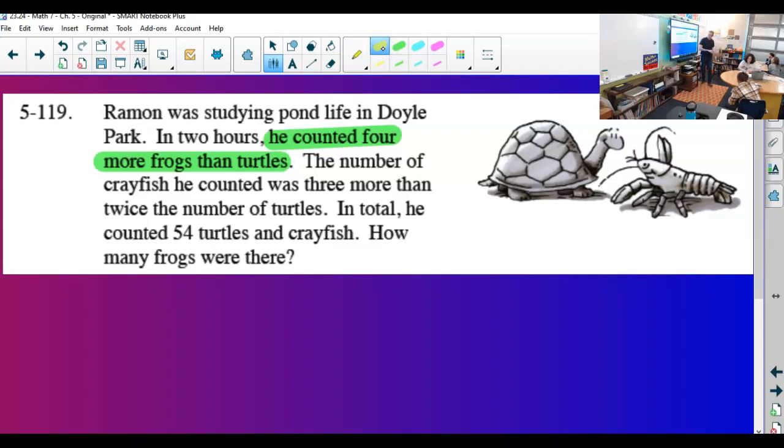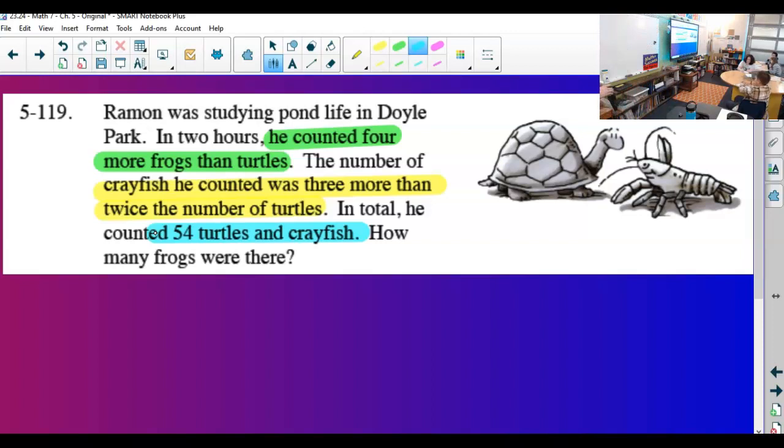Emery, give me something else I can highlight. The number of crayfish he counted was 3 more than twice the number of turtles. Crayfish was 3 more than twice the number of turtles. Ooh, that's one of the trickier ones. Jack, what else? Ooh. In just turtles and crayfish, he counted 54.